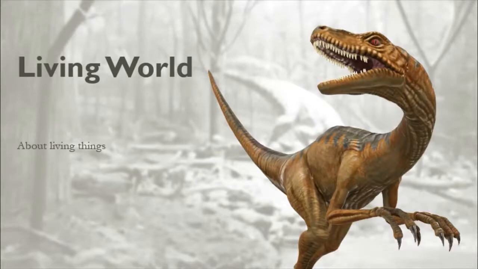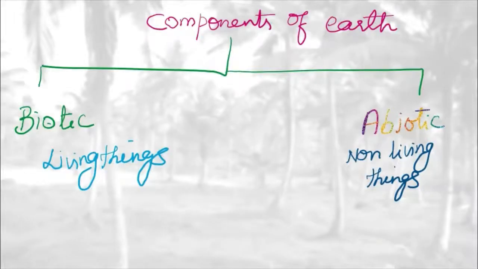Hello everyone. In this video we are going to discuss the living world, and we are going to focus much on the characteristics of living things. Basically, the components of the earth are classified into two types: biotic component and abiotic component. All living things are included in the biotic component and non-living things are included in the abiotic.